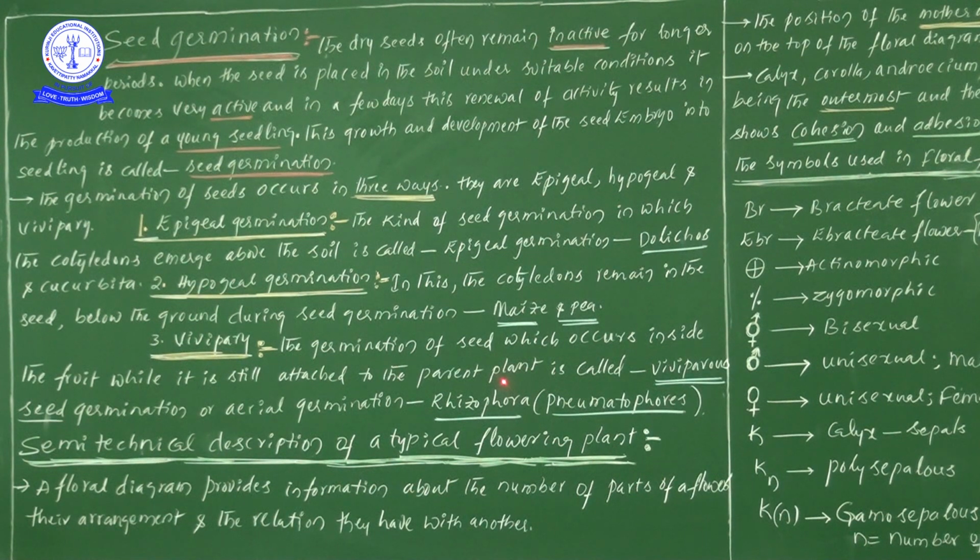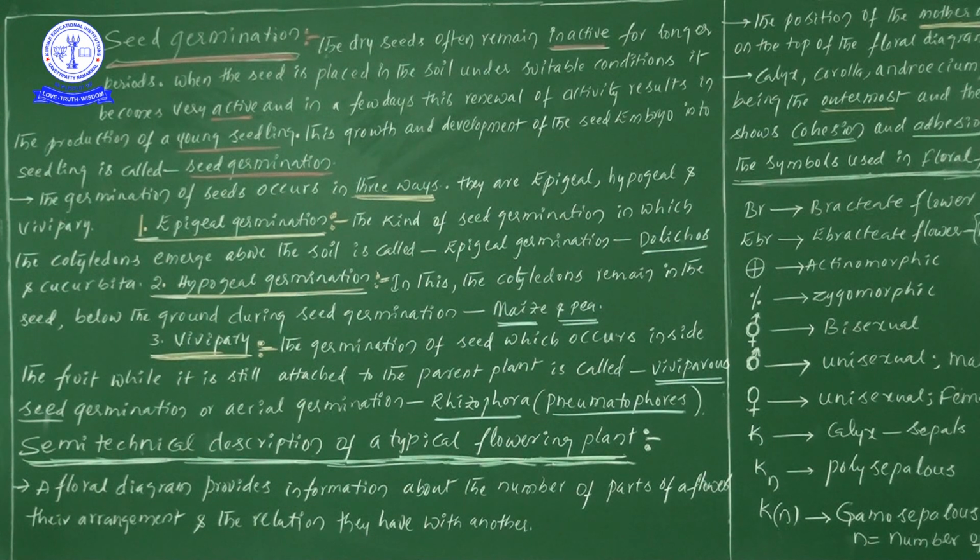So within the parent plant the fruit is there. Within the fruit, the seed is germinated. That kind of phenomenon is also there, and that kind of phenomenon we will call vivipary. Viviparous condition is nothing but germination of the seed within the fruit while that fruit is still attached to the parent plant. I hope you understood this one.